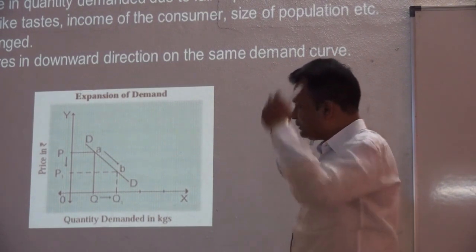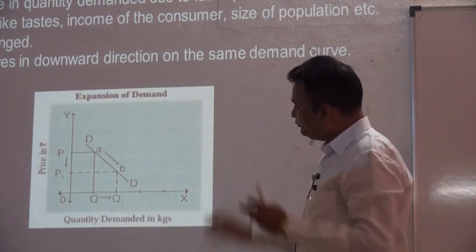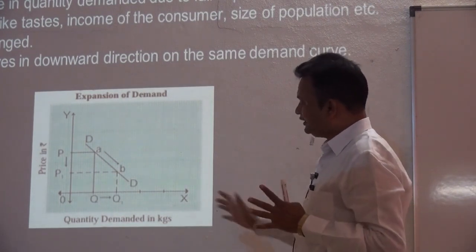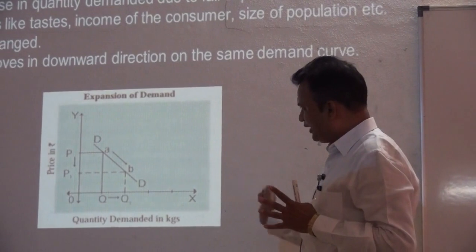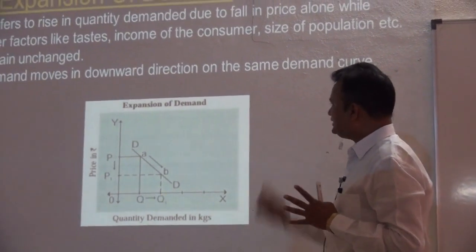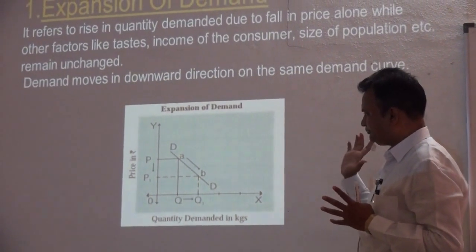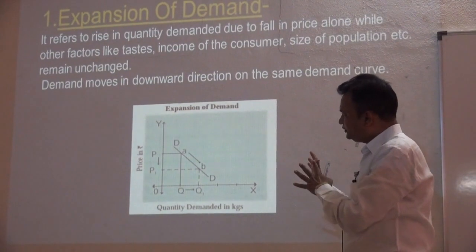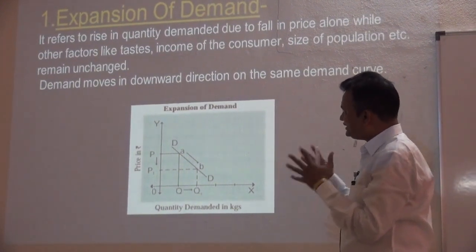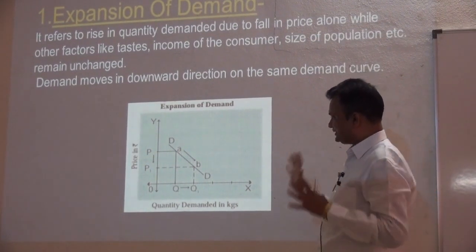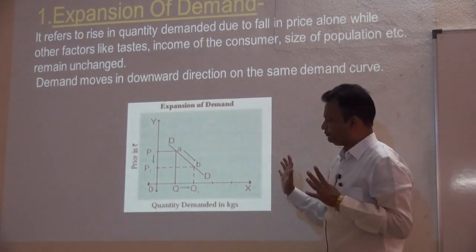In case of expansion of demand, demand moves downwards along the same demand curve. Here, the movement of demand from point A to point B represents expansion of demand. There is no need to draw another demand curve to represent expansion of demand. We can indicate expansion of demand on the same demand curve.